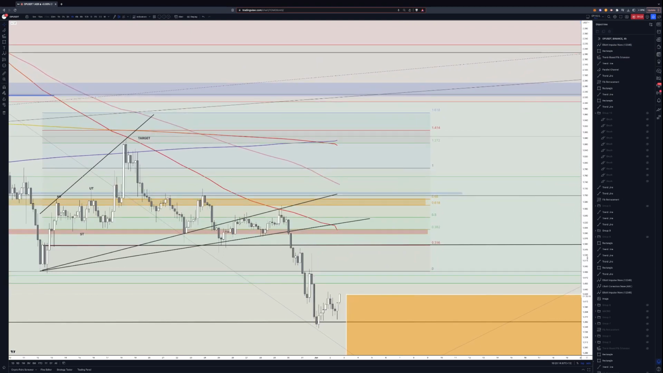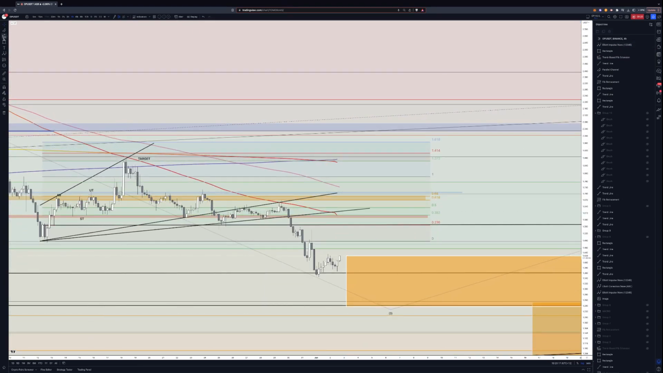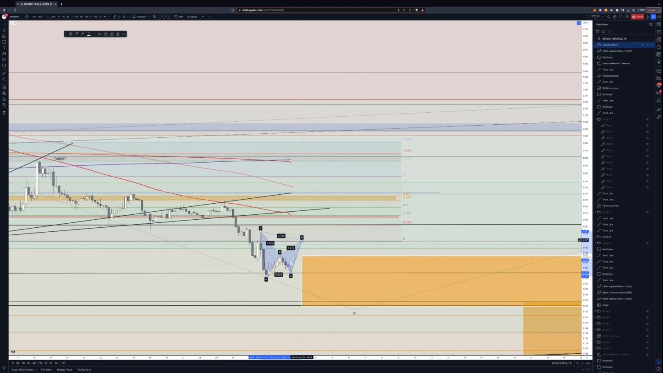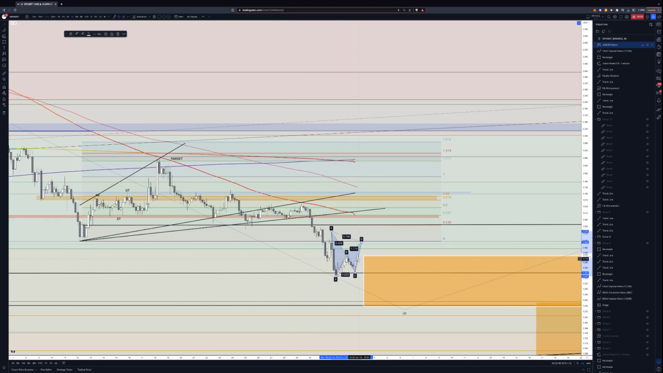Okay, so I do feel like there's going to be a bit of a harmonic playing out potentially. 618. That's one, and then potentially 786. Could play that, or even something like that. So we've got to see what this does, but that is a good entry, I think, for the short term, and a bounce, a bit of a W formation.